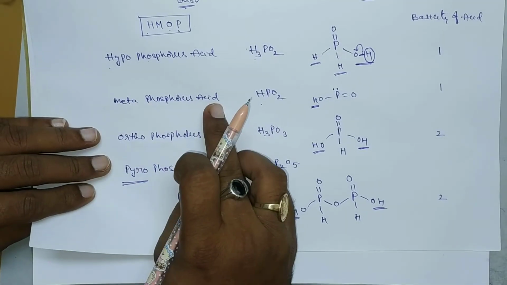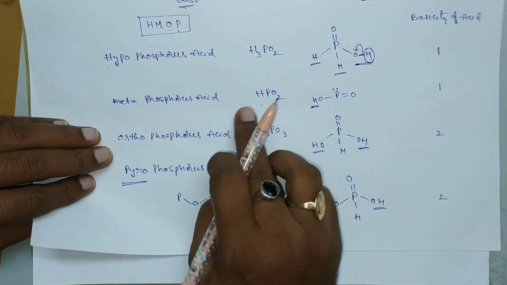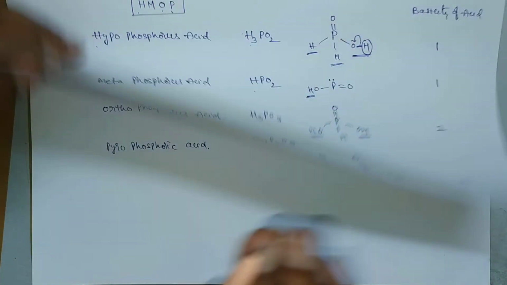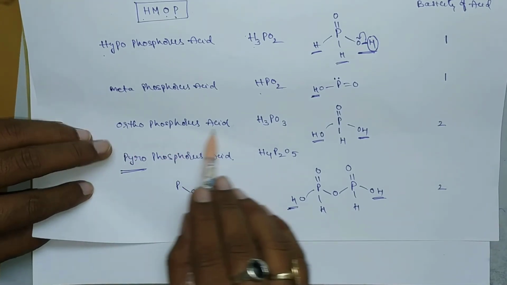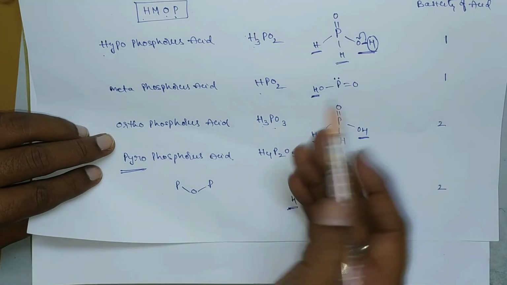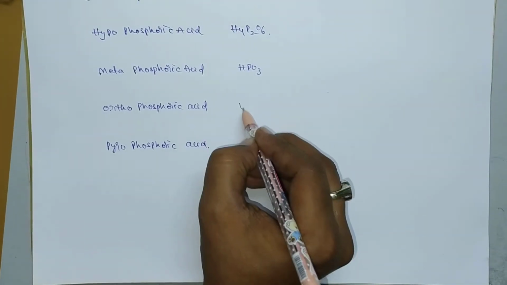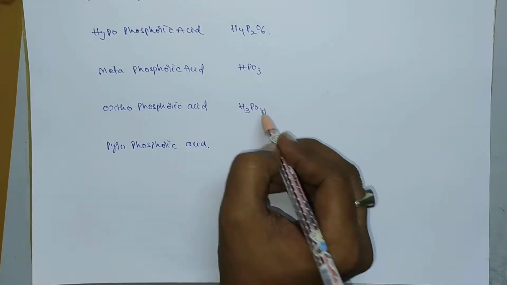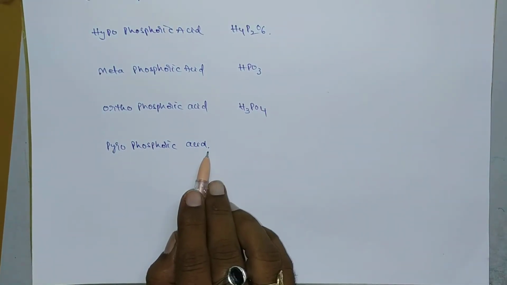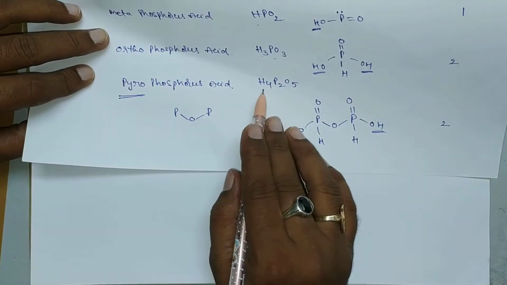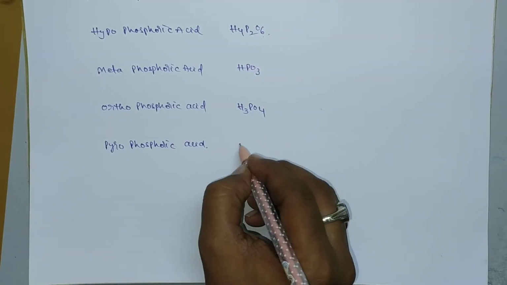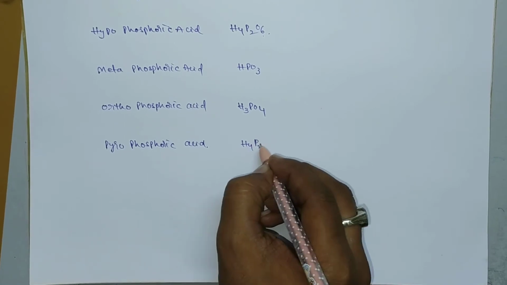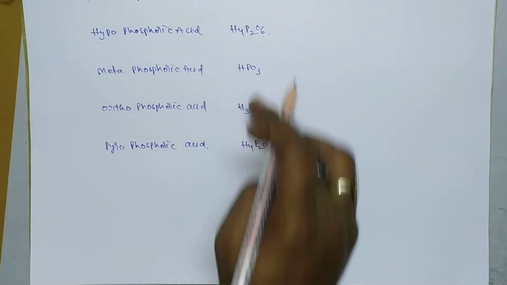Metaphosphorus acid means HPO2. Metaphosphoric acid means HPO3, where one oxygen is increased. Next, orthophosphorus acid means H3PO3. Phosphoric acid means H3PO4. And pyrophosphorus acid means H4P2O5; the next continues to H4P2O7. So these are the molecular formulas.